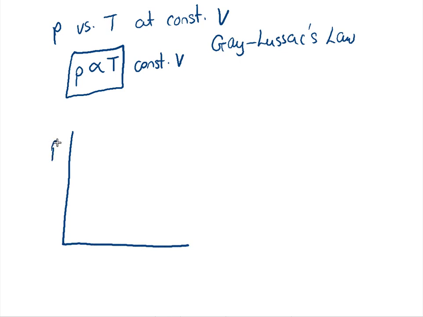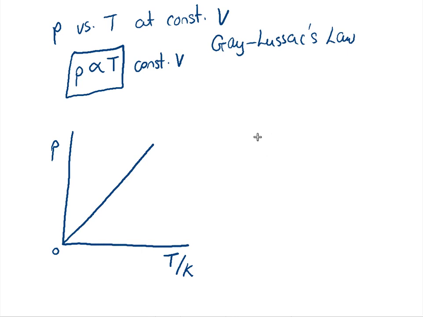Again, if we put pressure on the vertical axis, temperature on the horizontal axis, then we would get a linear relationship between pressure and temperature. As temperature goes up, so too does the pressure. And remember, when we're doing calculations on the gas laws, the temperature is always in Kelvin, such that the pressure would become 0 at a temperature in Kelvin of absolute 0 as well.